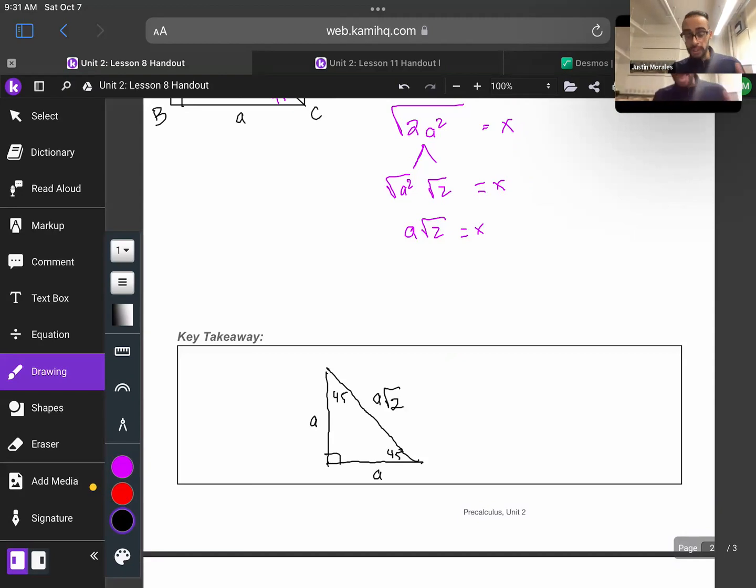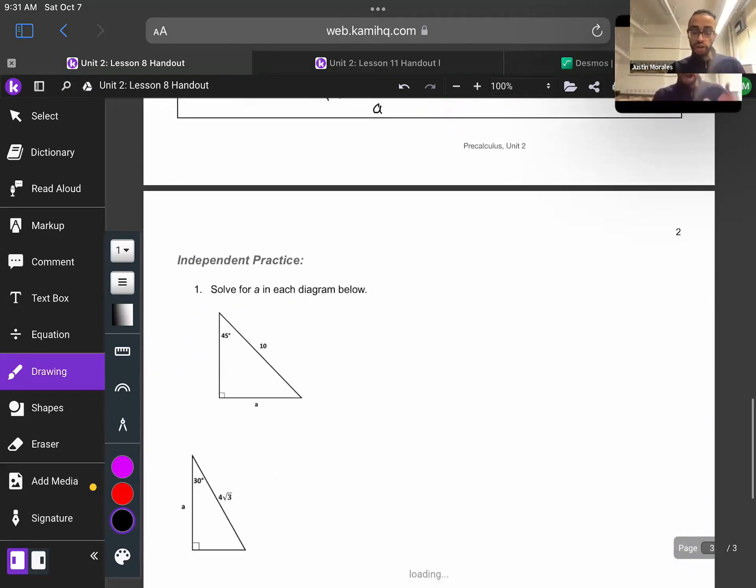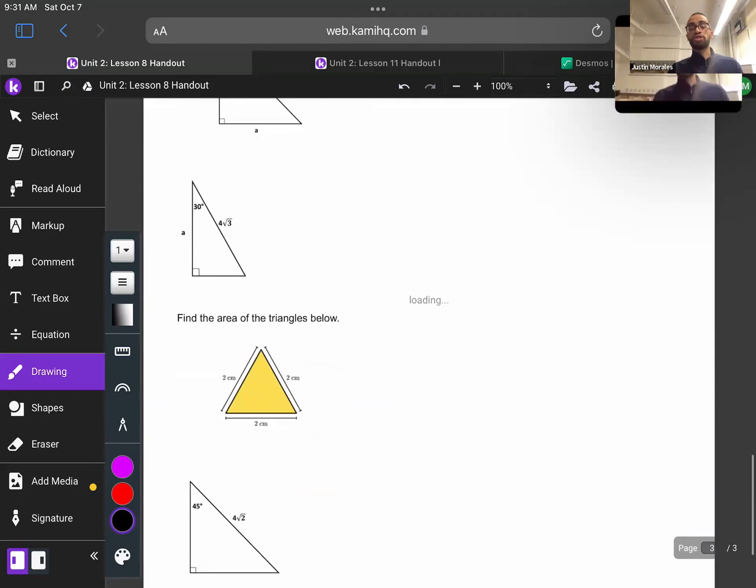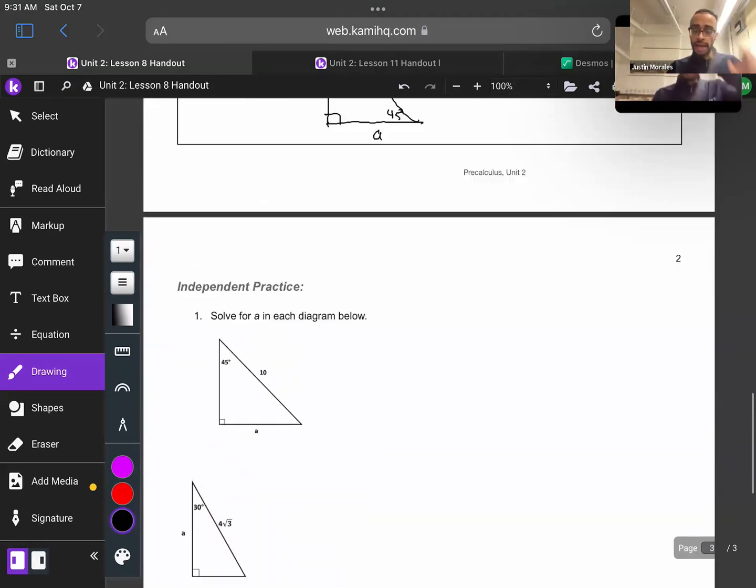Now, with this fact, you're going to go ahead and look for other side lengths within these right triangles. All right? Good luck, guys.